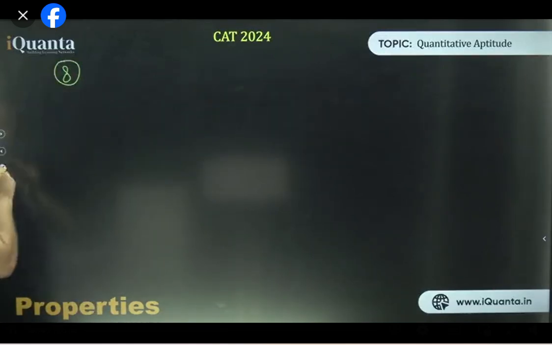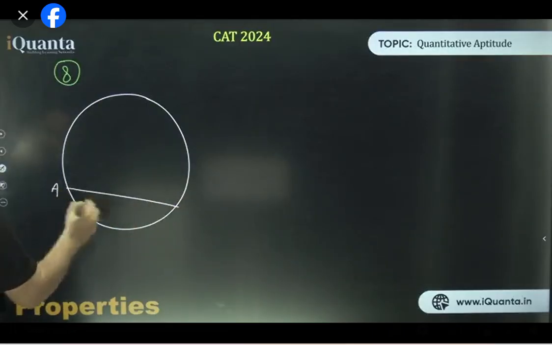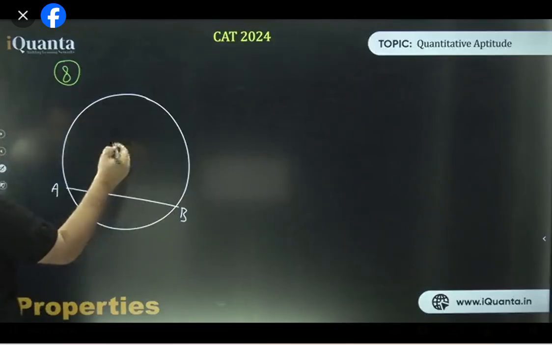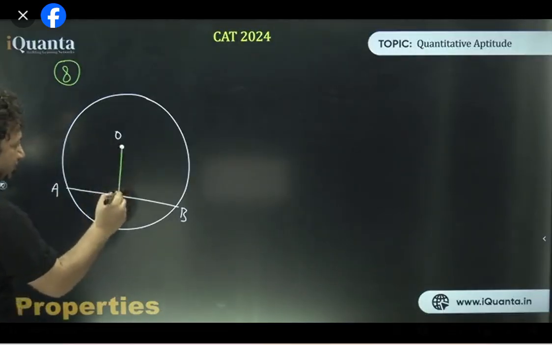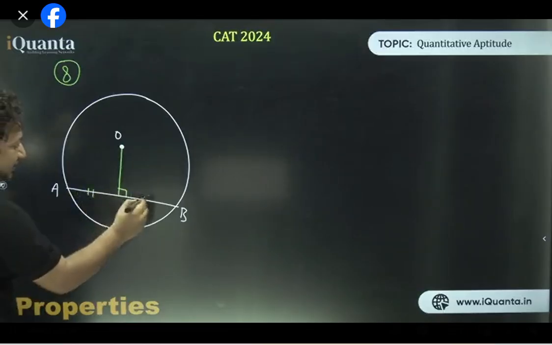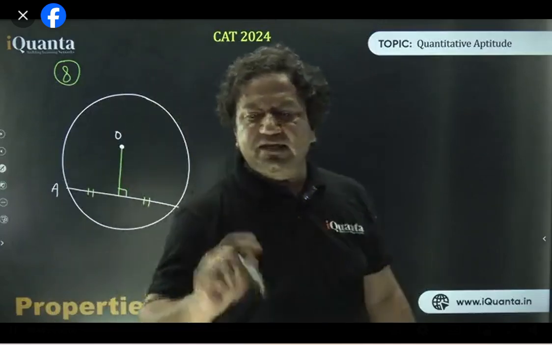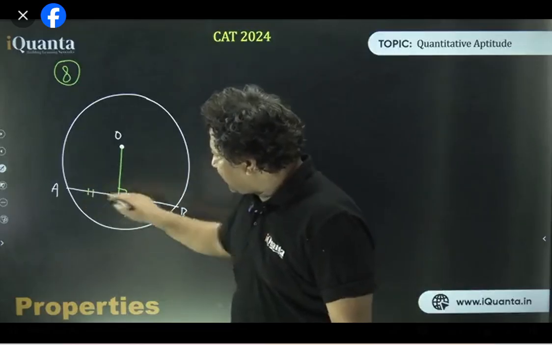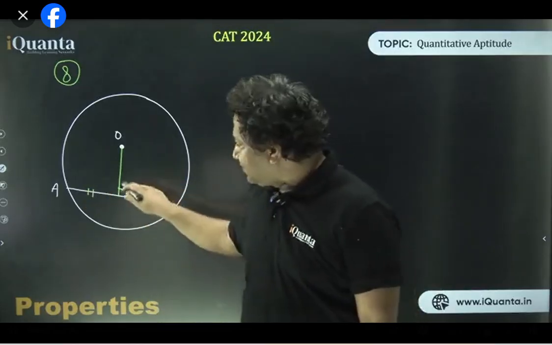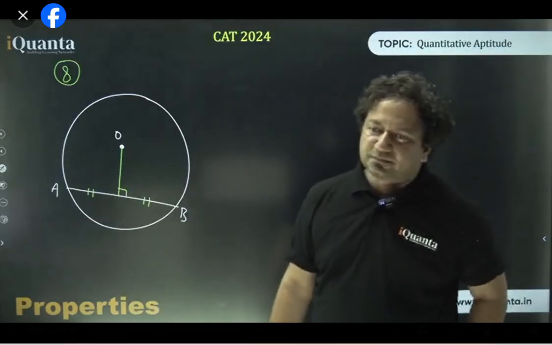8th. I have a circle like this and I have a chord like this. This is AB. Chord is AB and the center is O. Now listen to me carefully. If I draw a perpendicular from O to AB, it will always bisect the chord. Reverse is also true. If I draw a perpendicular from the center on a chord, it will always bisect the chord. I can also say, if I join the midpoint of a chord to the center, it will always be at 90 degrees. Okay?